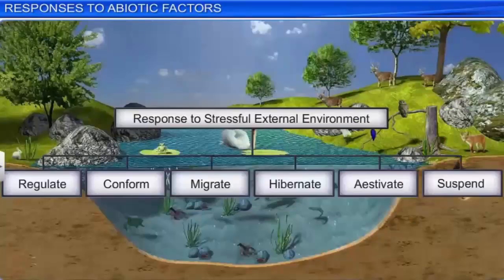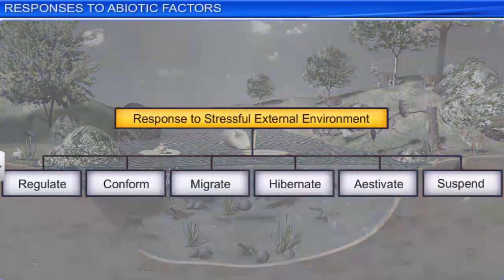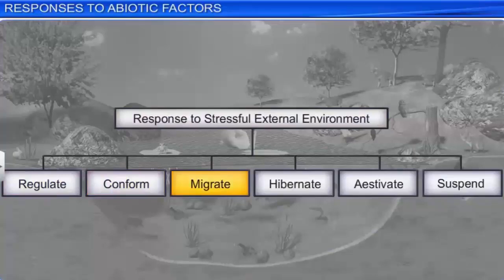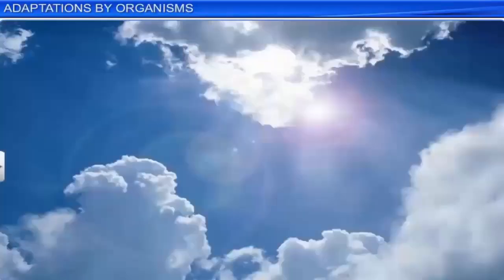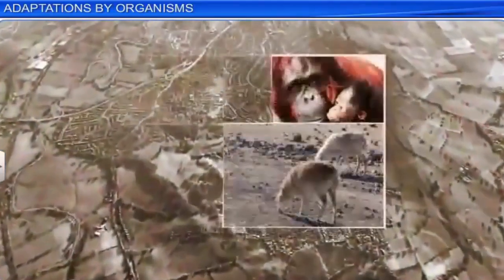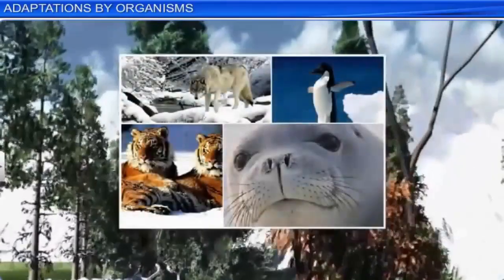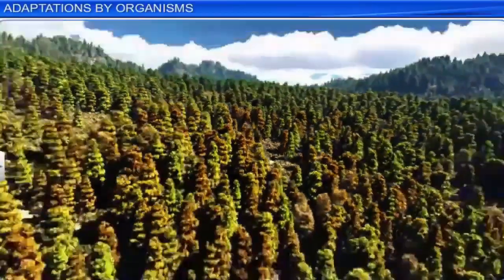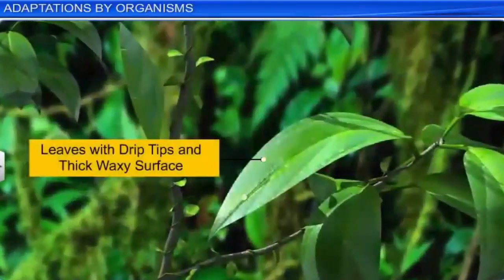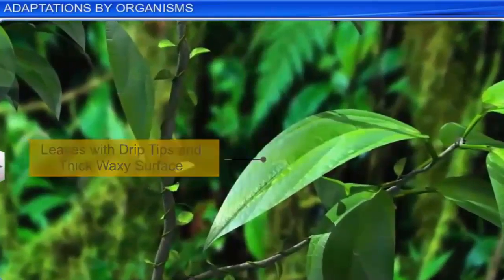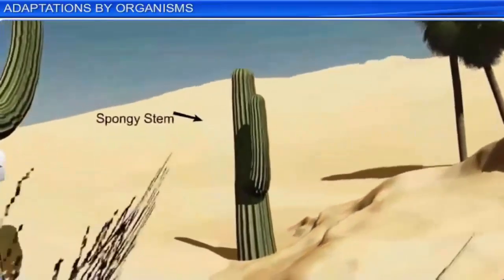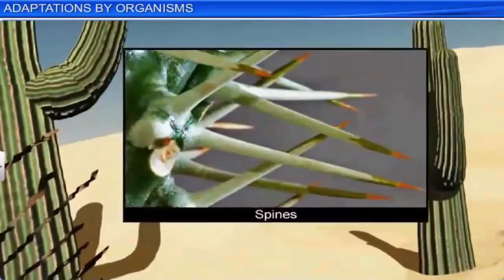In this way, we see that to respond to stressful abiotic conditions, various organisms regulate, conform, migrate, hibernate, estivate, or suspend themselves. Some animals live in arid regions, while some animals thrive in polar regions. Plants in the tropical rainforests have drip tips and thick waxy surfaces that allow water to run off, while desert plants have spongy stems which store water and leaves reduced to tiny pointed spines.